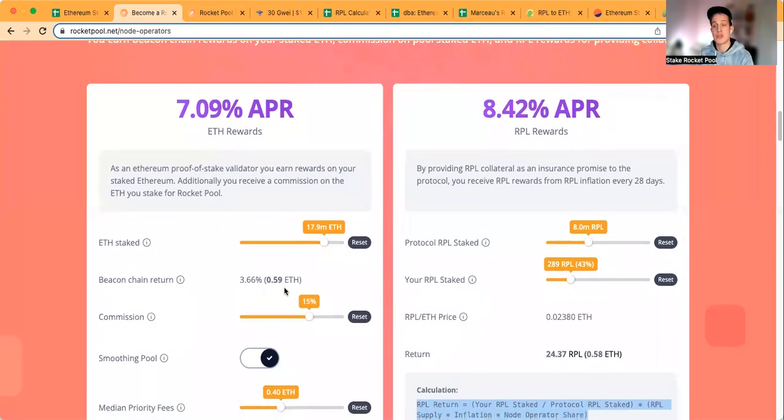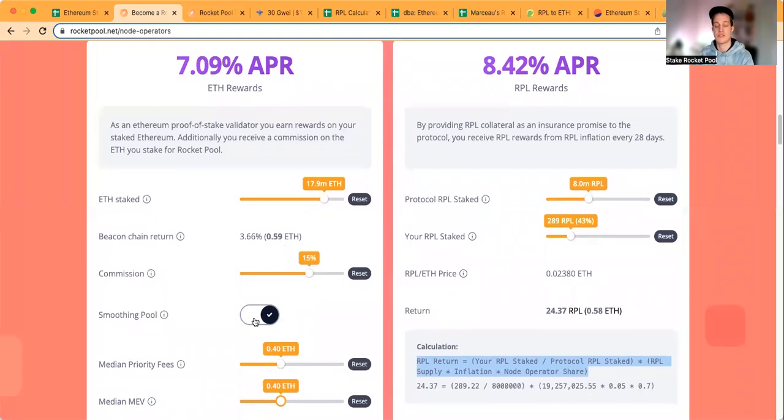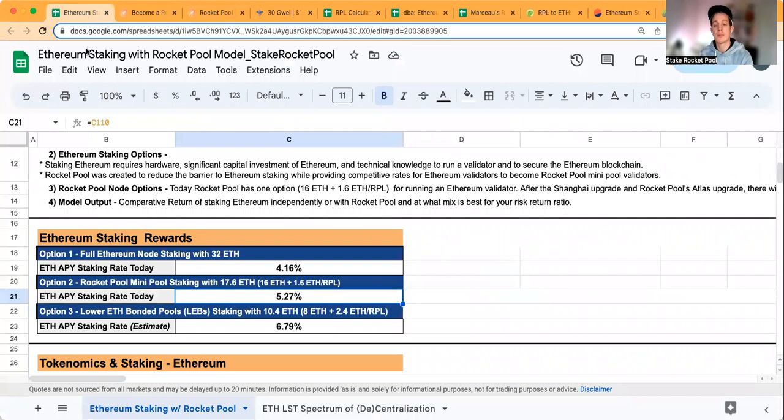You come up with some other estimates based on how much you're going to charge for commission, and then key pieces would be priority fees and MEV estimates. With all of that, you can come up with an estimated return for staking with Rocket Pool. I have a low estimate here of 5.27%, when the common Ethereum rate of return is 4.16%. Being able to increase your yield in Ethereum terms is huge for long-term investors who are also looking for capital efficient ways to provide infrastructure and get in.